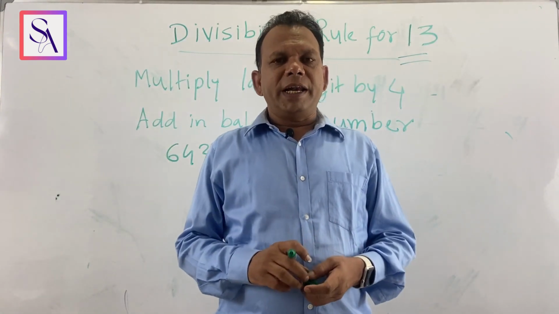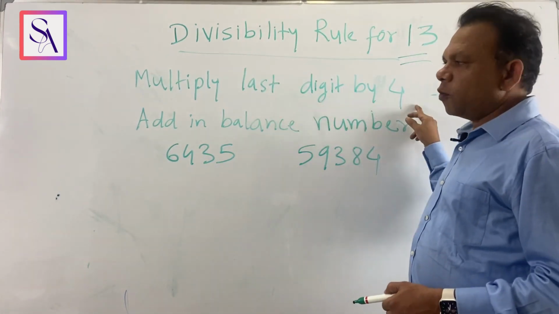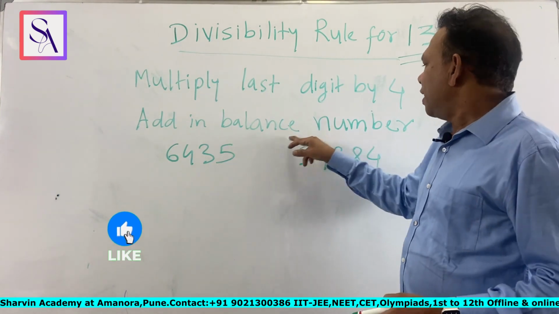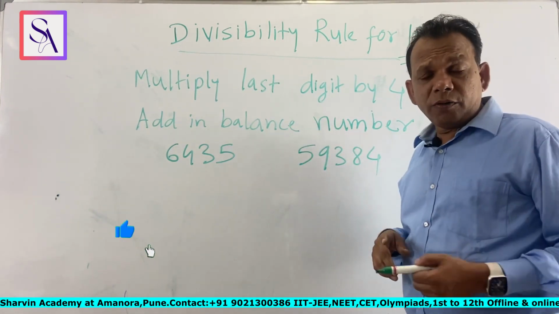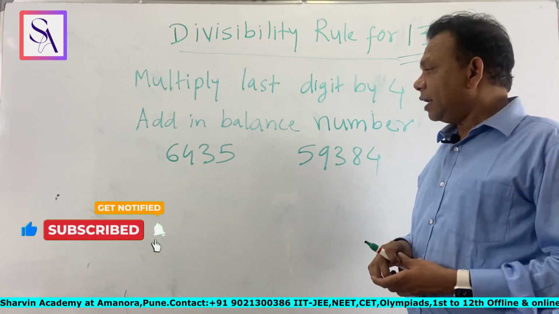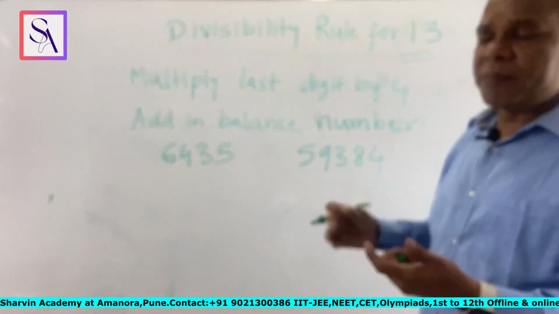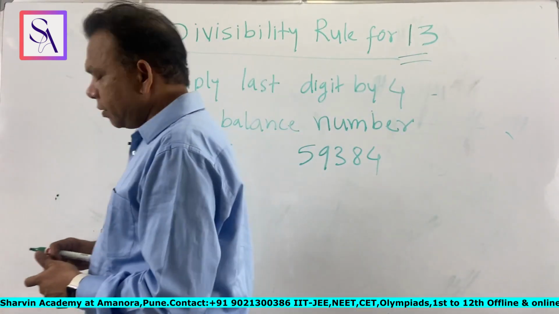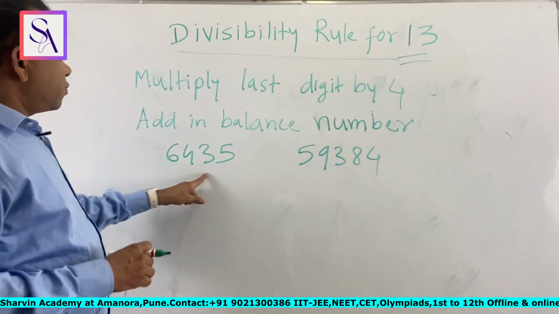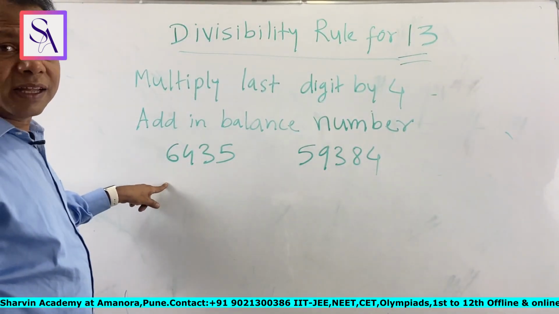Divisibility rule for 13. Multiply last digit by 4. Add it to the balance number. And whatever your answer is, if that answer is a multiple of 13, then that number is divisible by 13. What does it mean? Take an example. 6435 is the number and we need to check whether this number is divisible by 13 or not.